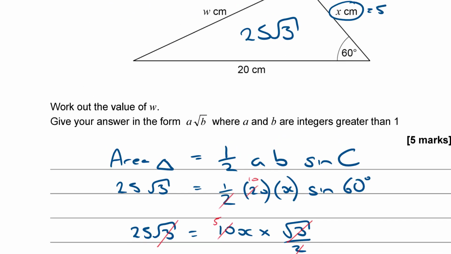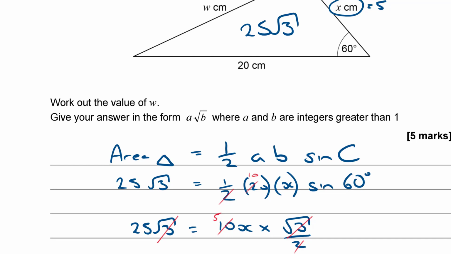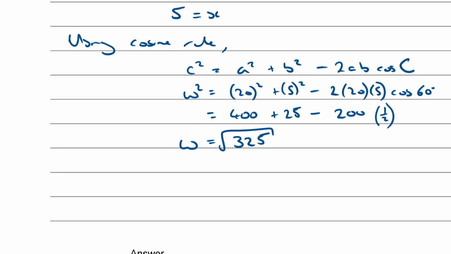Is that what they wanted? Give your answer in the form a root b, where a and b are integers. Okay, so basically now we've got 325, and what we need to do then is simplify that surd down. So we're going to be looking for factors of 325 that are also square numbers. I think 25 is screaming at me at the moment. How many 25s in 325? Well, there are 4 25s in 100, so 300 has got 12, plus another 25 is 13, isn't it? So that is 25 times 13, and the square root of 25 is 5, so that's just 5 root 13. So w is 5 root 13.